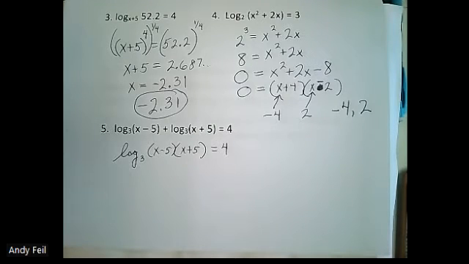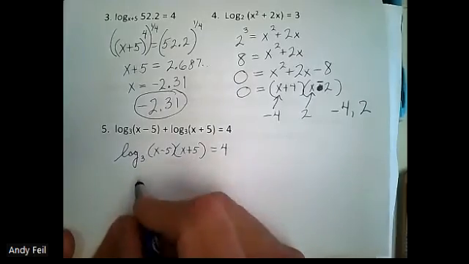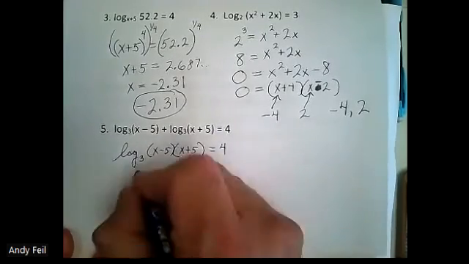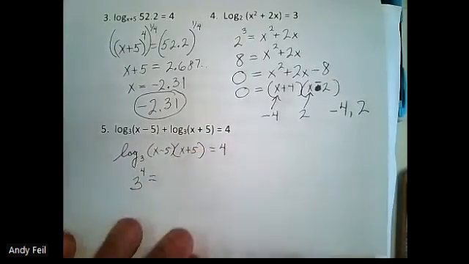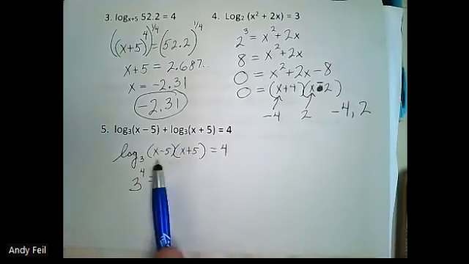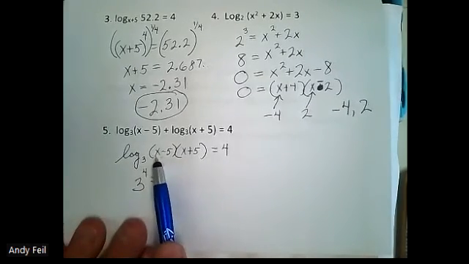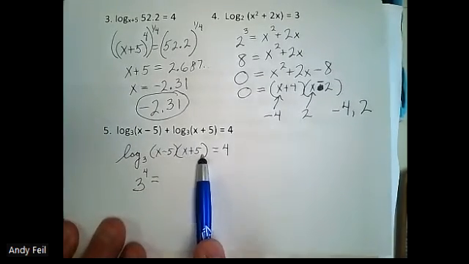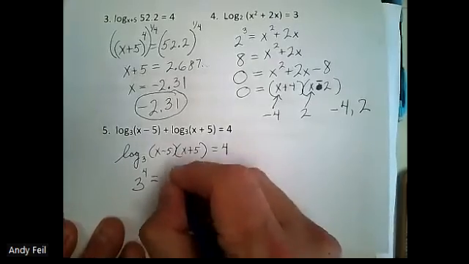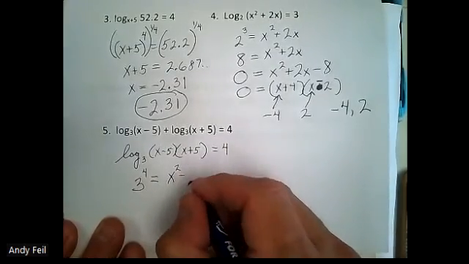Now it's just like the last problem. What's the base? 3. 3 to what power? Equals. Let's kill 2 birds with 1 stone here. Let's multiply these 2 things together. What is x minus 5 times x plus 5? X squared and then minus 25.